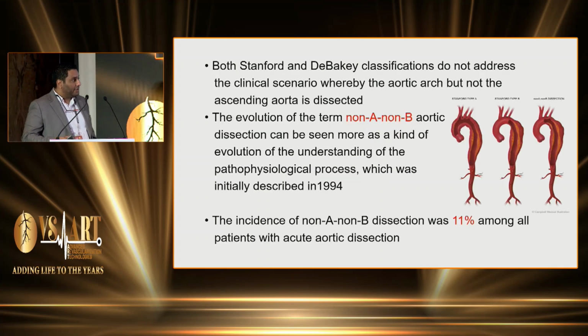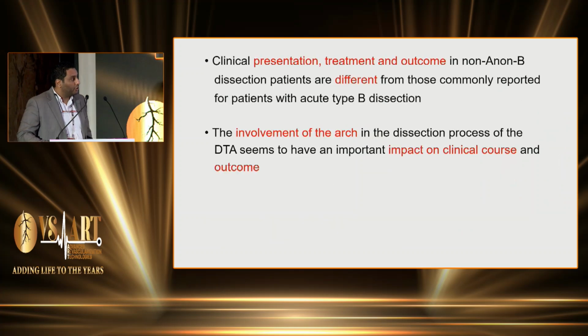Starting with dissection in these patients, we had the Stanford and the Baker classification for a long time, but unfortunately we always missed talking about dissection starting from the arch, not from the ascending aorta. That necessitated the evolution of the term non-A, non-B, or even C now, which represents about 11% of patients with acute aortic dissection.